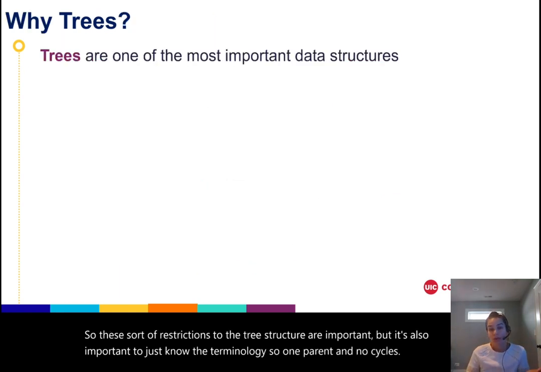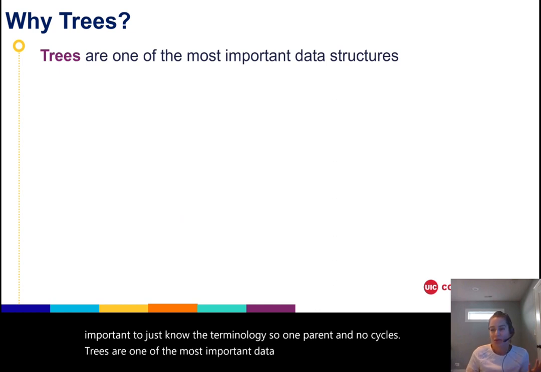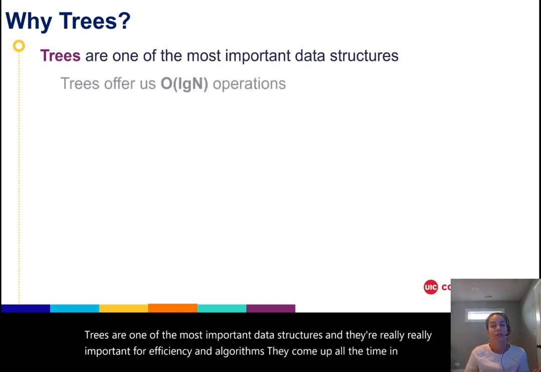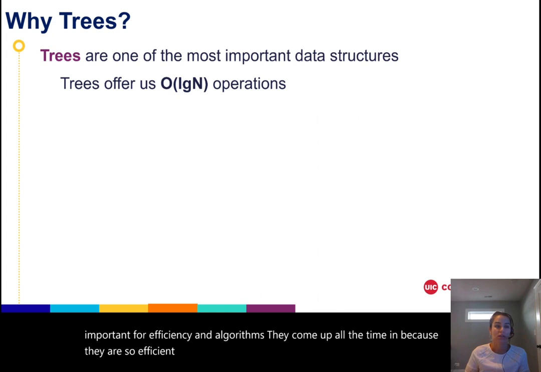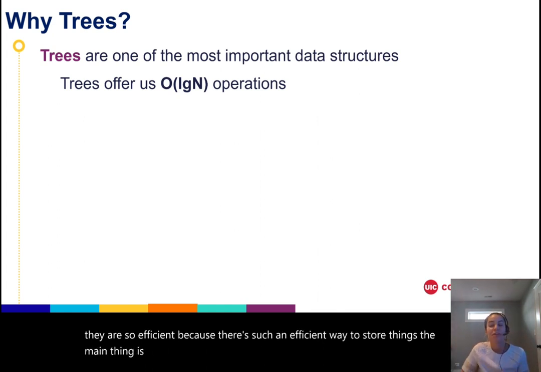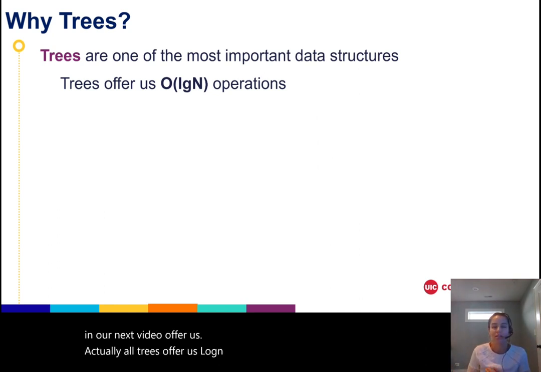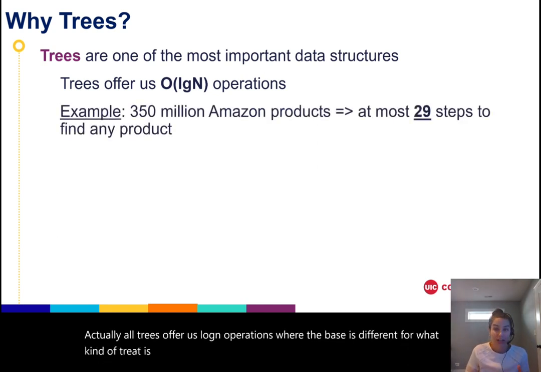Trees are one of the most important data structures, and they're really important for efficiency in algorithms. They come up all the time because they're such an efficient way to store things. The main thing is that trees, particular types of trees, which we're going to talk about in our next video, well, actually all trees offer us log n operations, where the base is different for what kind of tree it is. And log n operations are great.